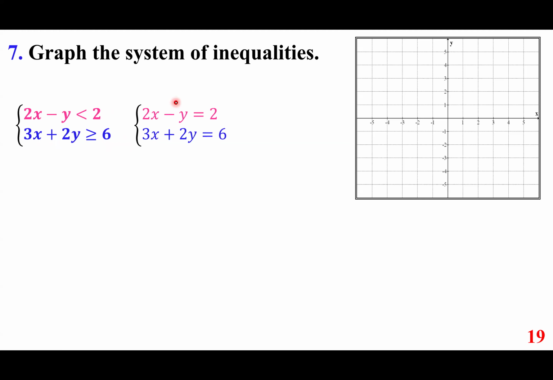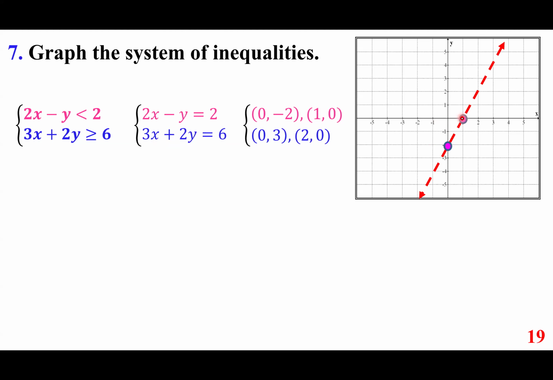You have to pick up 2 pairs. If I pick x to be 0, it goes away. Y becomes negative 2. If y is 0, x becomes 1. This one, x is 0, y is 3. Y is 0, x is 2. So I'm assuming nobody has any problem finding the intercepts. So having said that, let's start with the top one, 0, negative 2. So now let's go down to here. And 1, 0 here. And connect them.